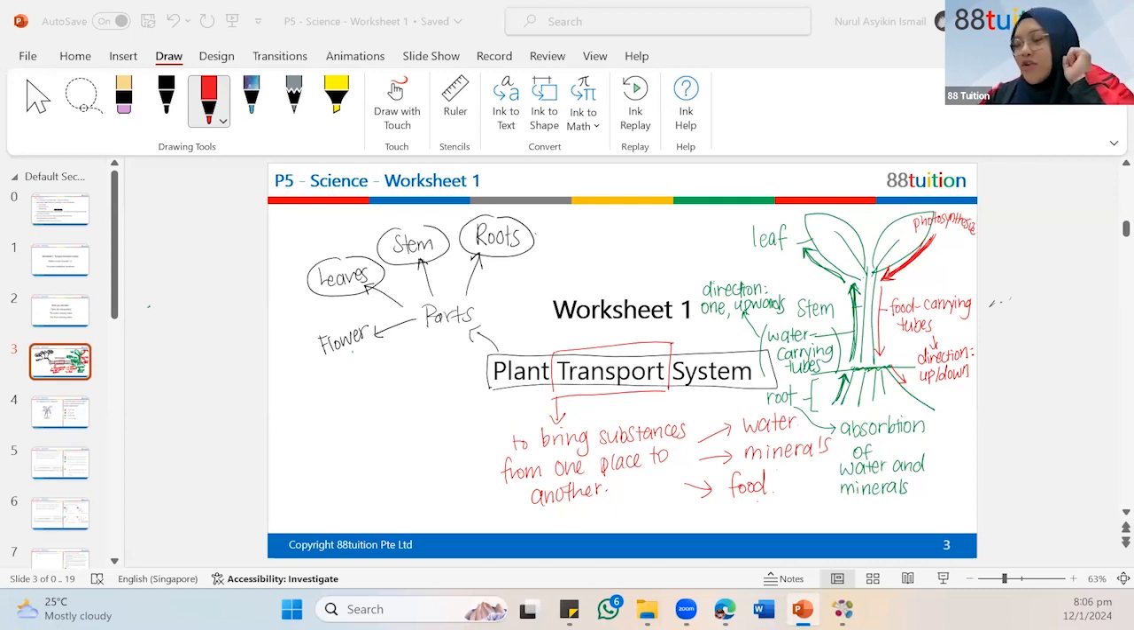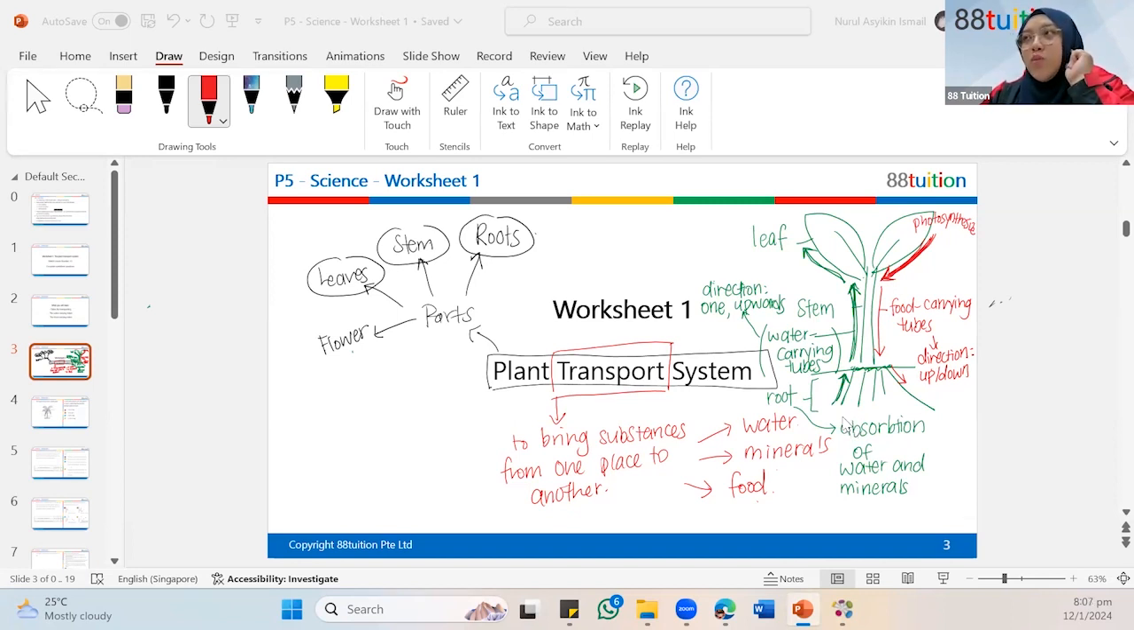That means my question was, I repeat again, why is it that the direction in which the food carrying tubes transport food is both upwards and downwards? Write your answer in the chat. You can direct message me also if you don't want other people to look at your answer. It's fine, but I need at least one answer contribution from one of you. So, anyone? Make a guess. Make the best guess that you can.